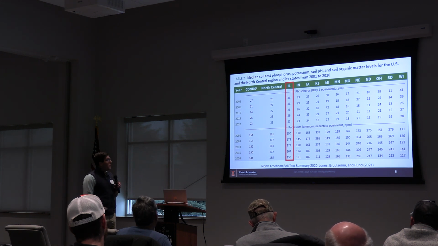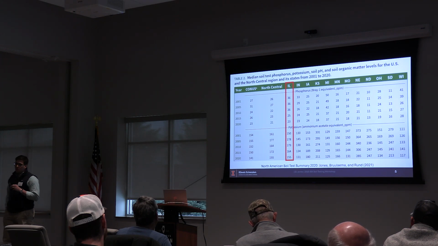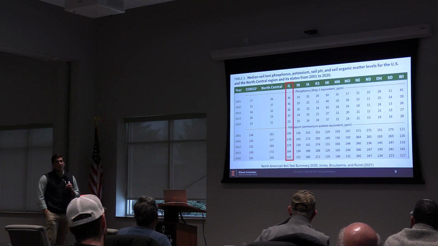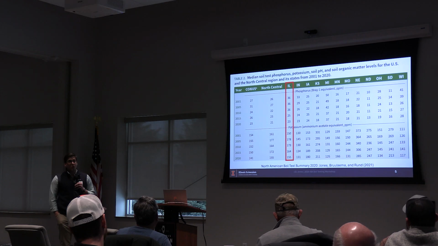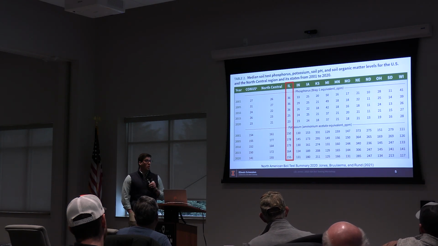But if you look at the values that are boxed for Illinois, this is a trend that I think probably mirrors some of the conversations that Dr. Margonot's brought up from the University of Illinois as well. For a long time we've been in a negative P balance across the state of Illinois, meaning that we're removing more than we're applying. And we actually see that trend popping up in our median soil test levels, right?